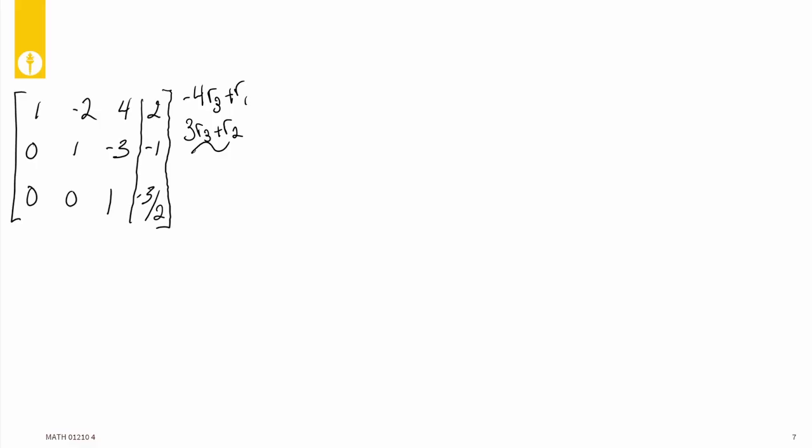-4 row 3 plus row 1 at the same time. And so in general, you don't want to use 2 different rows as your starting row in the same step.